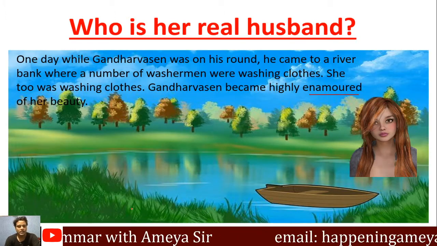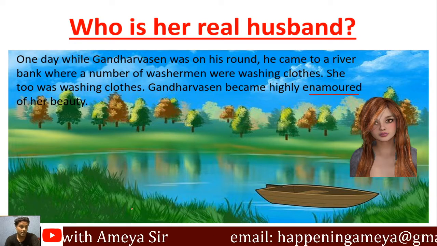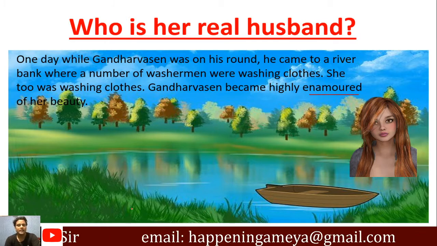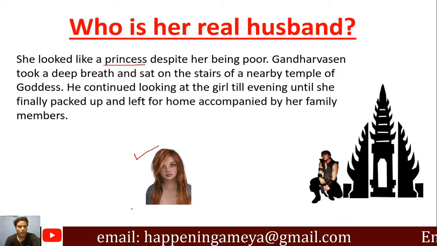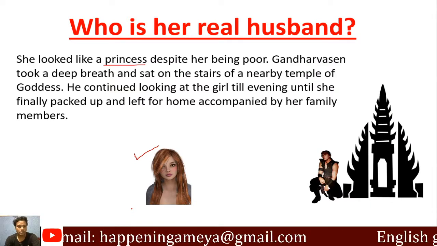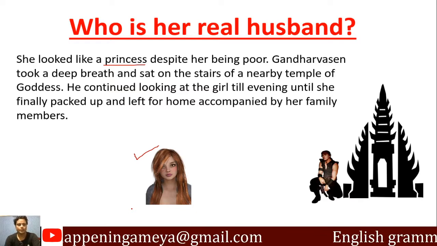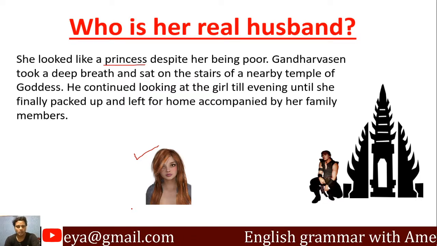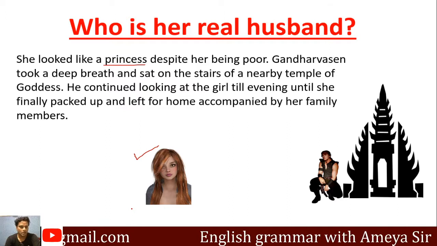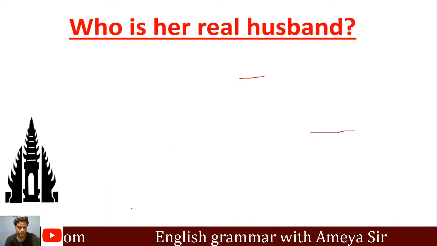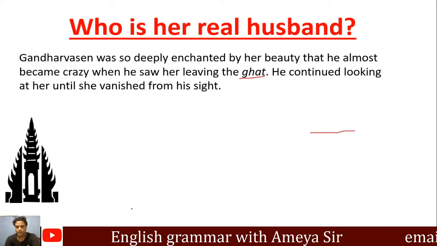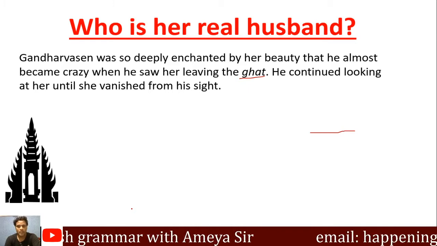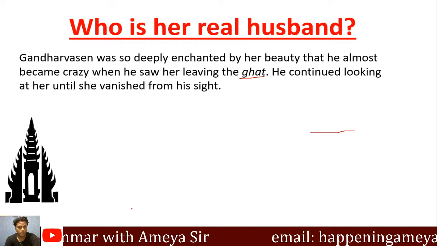One day, while Gandharva was on his round, he came to a river bank where a number of washermen were washing clothes. She too was washing clothes. Gandharva became highly enamored of her beauty. She looked like a princess, despite her being poor. Gandharva took a deep breath and sat on the stairs of a nearby temple of goddess. He continued looking at the girl till evening, until she finally packed up and left for home accompanied by her family members. Gandharva was so deeply enchanted by her beauty that he almost became crazy when he saw her leaving the ghat. He continued looking at her until she vanished from his sight.